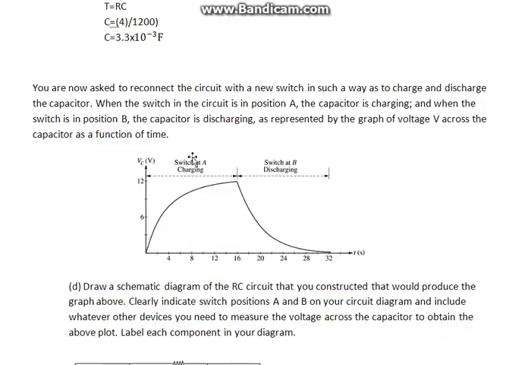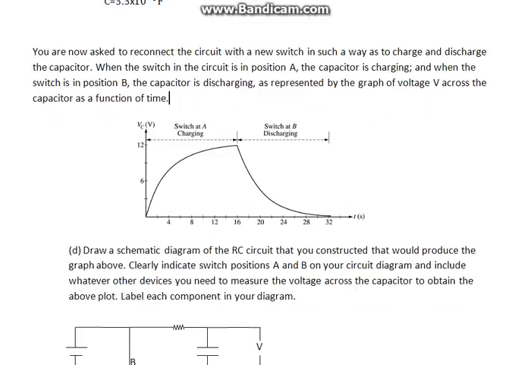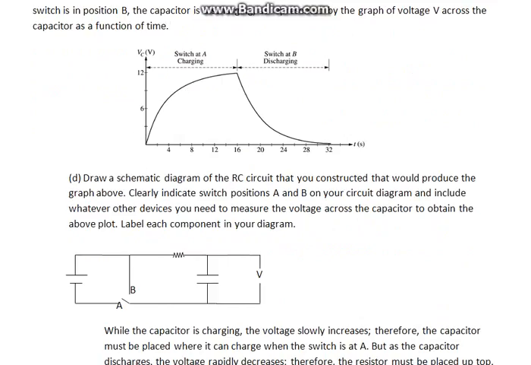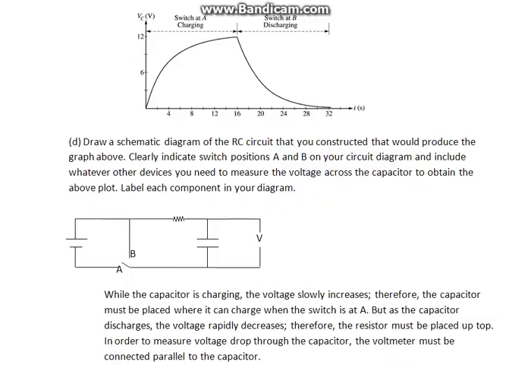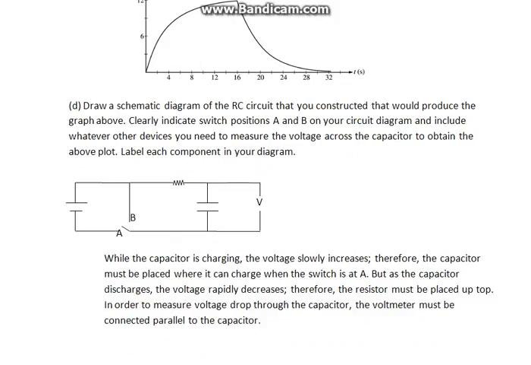We are now asked to reconnect the circuit with a new switch in such a way as to charge and discharge the capacitor. When the switch is in position A, the capacitor is charging, and when the switch is in position B, the capacitor is discharging, as represented by the graph of voltage V across the capacitor as a function of time. Here's the graph. Draw a schematic diagram of the RC circuit that you have constructed that will produce the graph above. Clearly indicate switch positions A and B on your circuit diagram, and include whatever devices you need to measure the voltage across the capacitor to obtain the above plot. Label each component in your diagram.